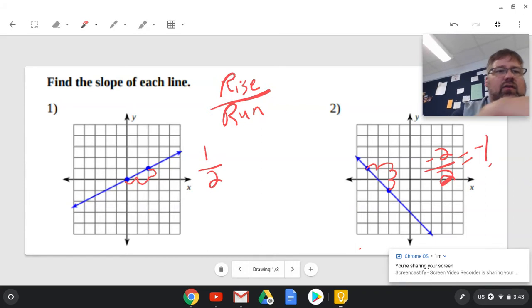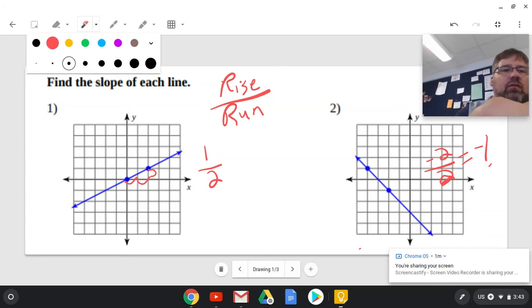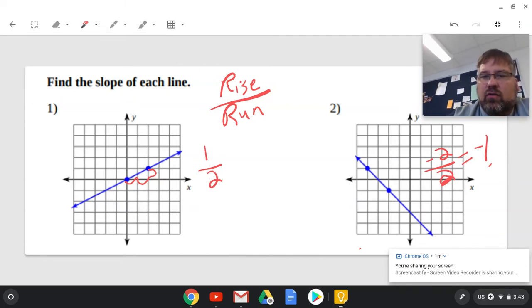Now, I said you start at the leftmost point and go over and down. But in reality, you can go any direction you want. I can start at the leftmost point, and I can go down first, which would have been a negative 2, and that was my rise, and then over 2. Still, I get the same thing.